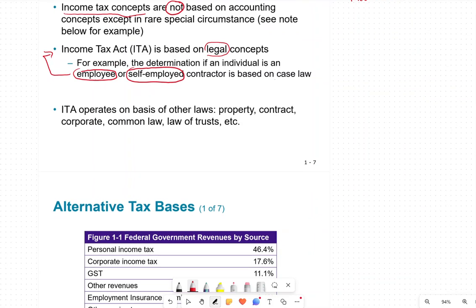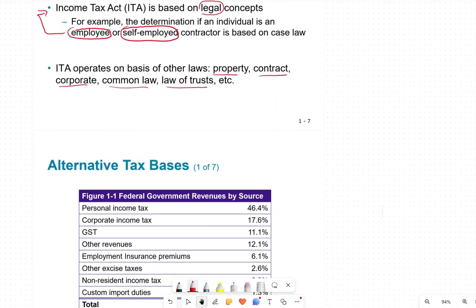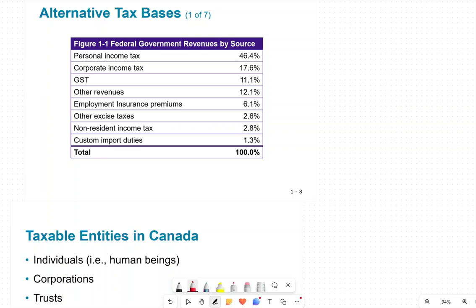Now, the ITA, when we talk about the Income Tax Act, operates on the basis of other laws such as property, contract, corporate, common law, and law of trust. These are some of the tax rates, if you think about it.